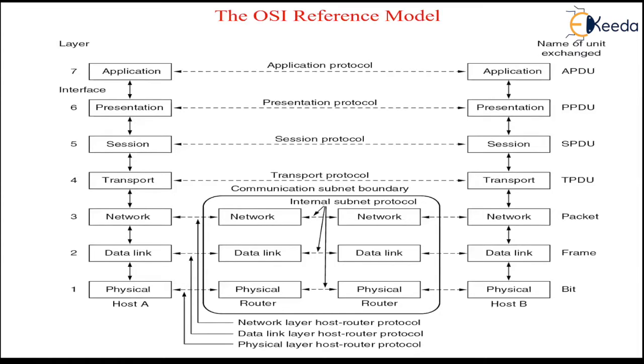The next layer is the transport layer. The transport layer is responsible for process to process delivery of the entire message. The process is an application program running on a host. Whereas the network layer oversees source to destination delivery of individual packets. It does not recognize any relationship between those packets. It treats each one independently.